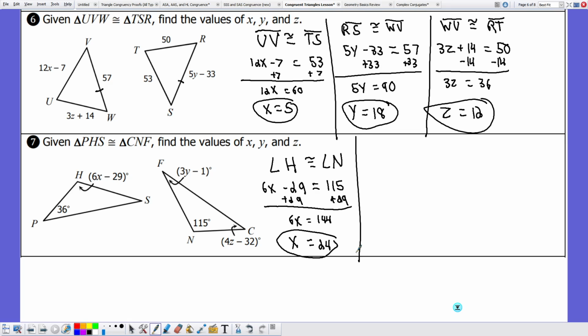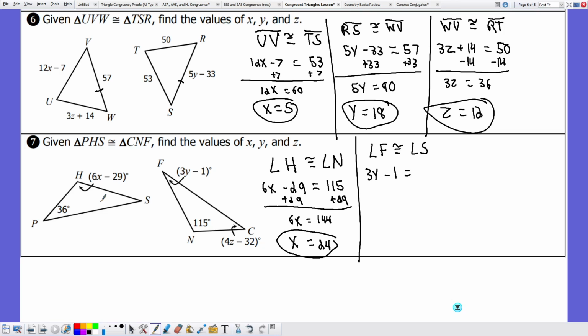Now let's look at the expression with y in it. That's the angle at F, which would be congruent with the angle S. Again, substitute each value. We have 3y minus 1 equals angle S, but angle S isn't explicitly given to us. So what can we do?